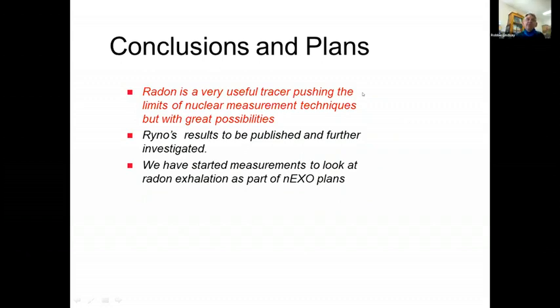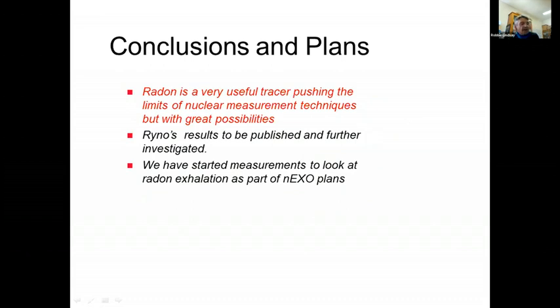So what I'm telling you is that radon is a very useful tracer, and it certainly pushes the limits of nuclear measurement techniques. But there are great possibilities. Reynaud's results will be published and further investigated. This has been a physics thesis.